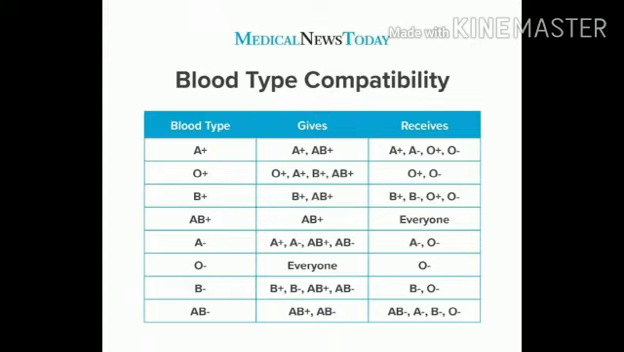Now you should know that a person of blood group O can donate blood to a person having any other blood group, whereas a person with AB blood group can receive blood from a person with any blood group. Hence, a person of blood group O is called a universal donor and a person with blood group AB is called a universal recipient.